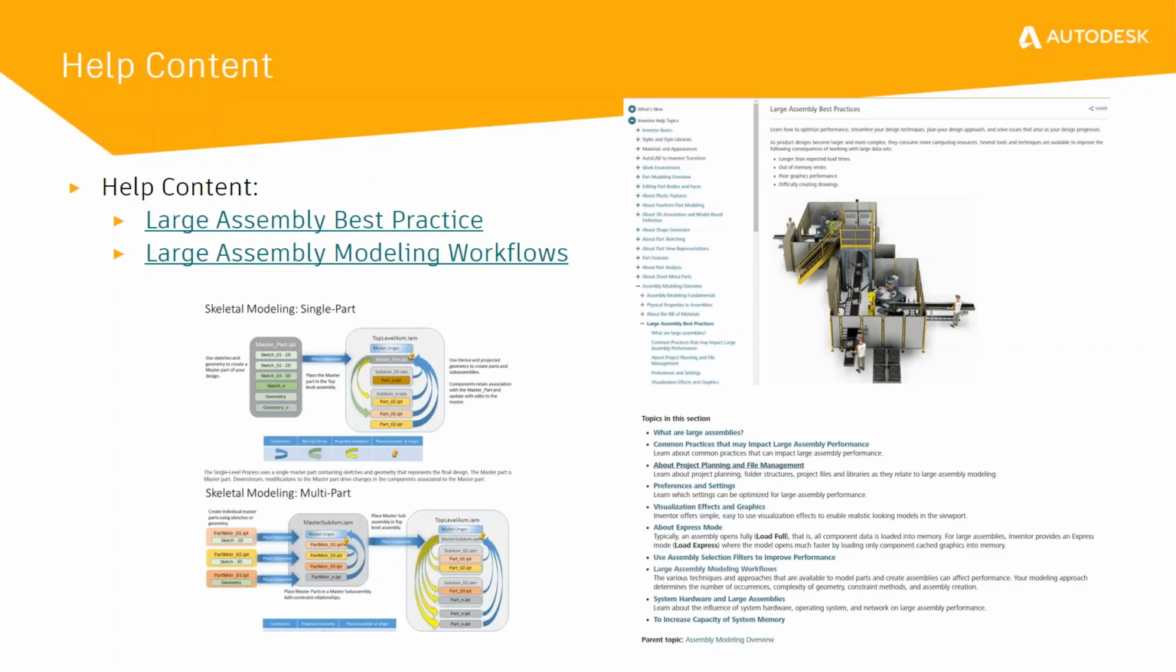Now, a good place to go that was also recently updated with the 2019 release is the knowledge network, or the help content that comes with the 2019 release. And in particular, I wanted to highlight two areas. One, large assembly best practice, and two, the large assembly modeling workflows. Each of these gives you unique insight into areas that can help improve the level of performance when working with large assemblies, but also help you understand the impact of the decisions that you make during that modeling process and the downstream impact that might have on ultimately your designs.